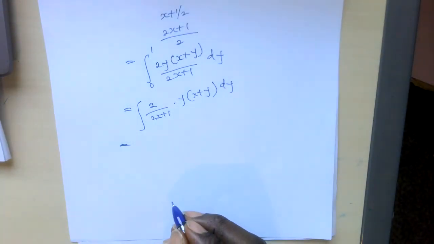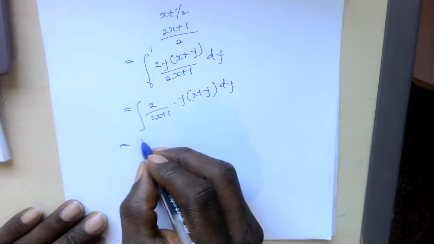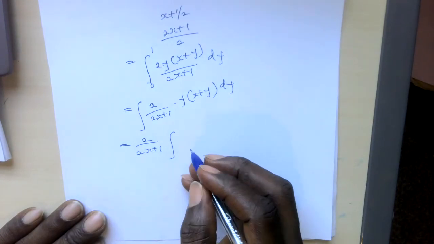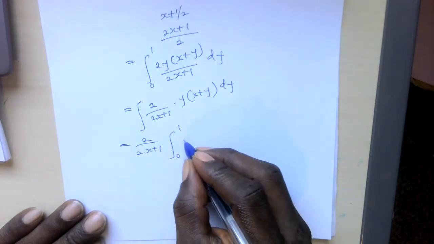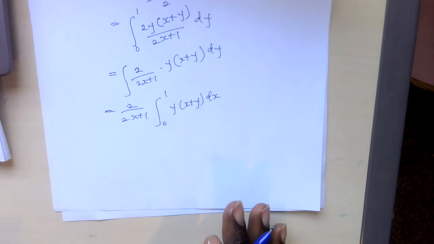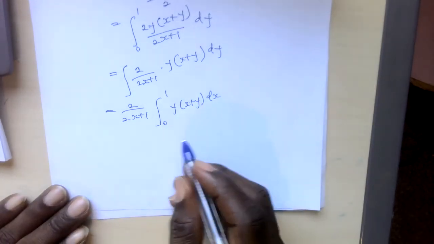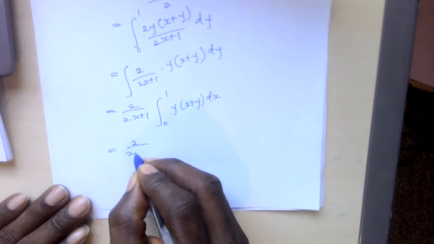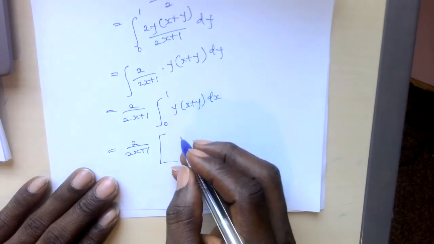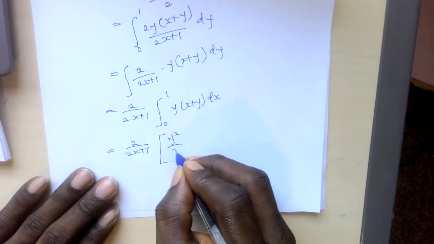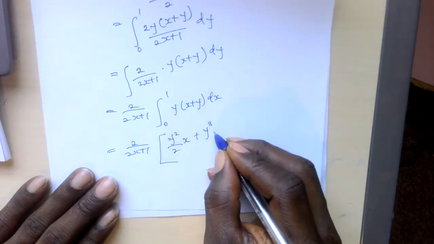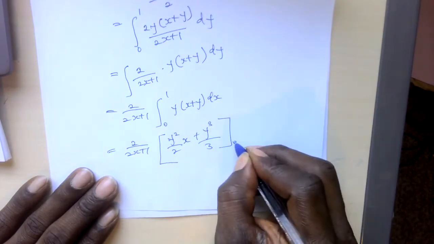That equals 2 over 2x plus 1 times the integral from 0 to 1 of y times x plus y. So here, just do the integral. We have 2 over 2x plus 1 times this x, that's y squared over 2 times the x, plus y, that's y squared, that integrates to y cubed over 3. So it's from 0 to 1.